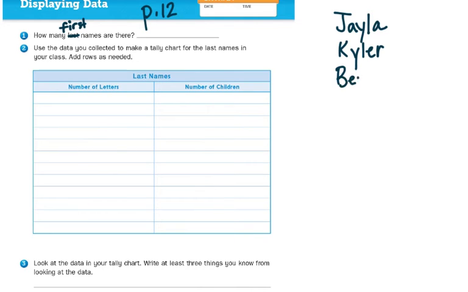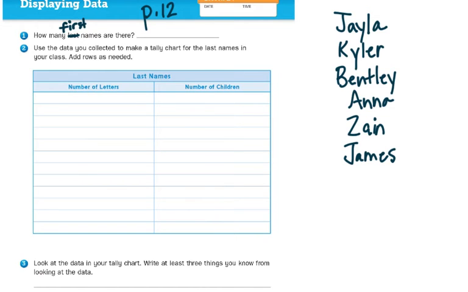and Bentley, and Anna, and Zane, and James, and Emmy, and Abdikadir, who likes to go by AR. But Abdikadir, we're going to put your full name just for this activity. And Suki.